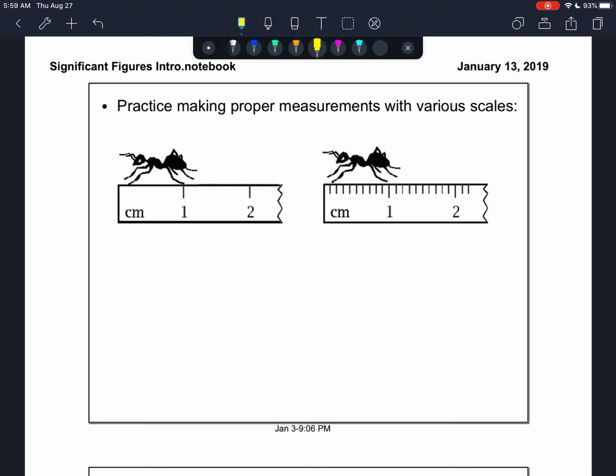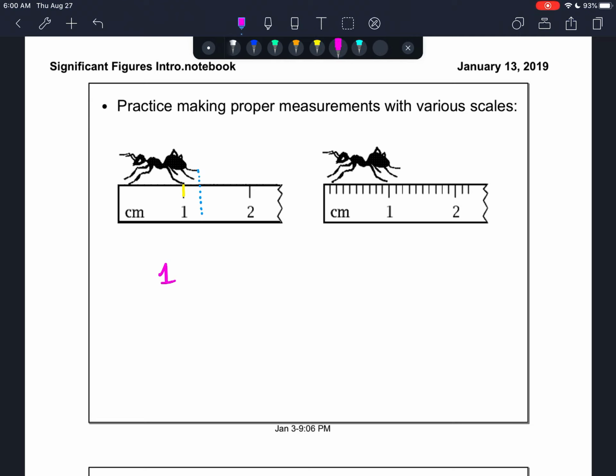So for this ant right here, I know for certain that he's at least 1 centimeter long. I know that for certain. Beyond that, I'm not entirely sure because there aren't tick marks to help guide me. So I'm just going to draw a dotted line to help me estimate. This ant looks like he's maybe at 1.2.